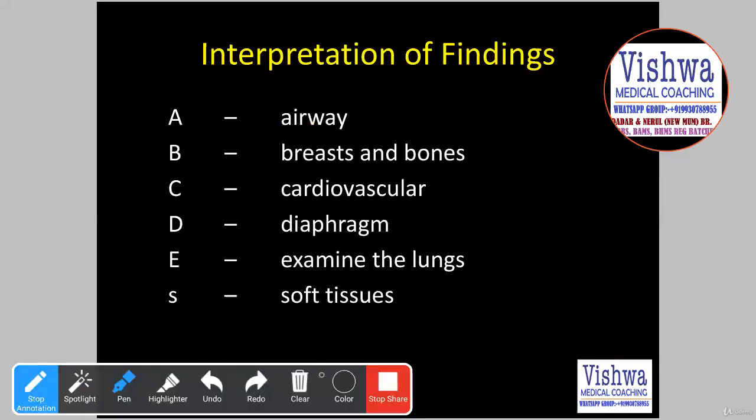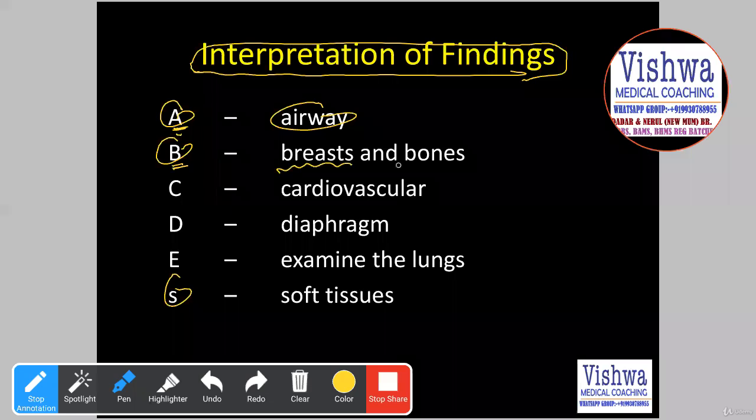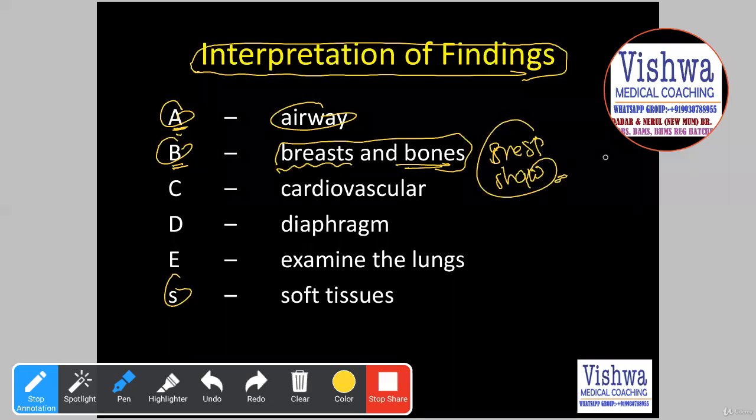Now, what exactly is ABCDE? Remember, whenever we are interpreting any X-ray, we will have to go through the ABCDE approach. A stands for airway, B stands for breast and the bones. Remember, a lot of times we have a couple of X-rays in which, because of the breast shadow, some misinterpretations can happen. And that is what I'm going to show you, those X-rays. So B stands for breast and the bones.